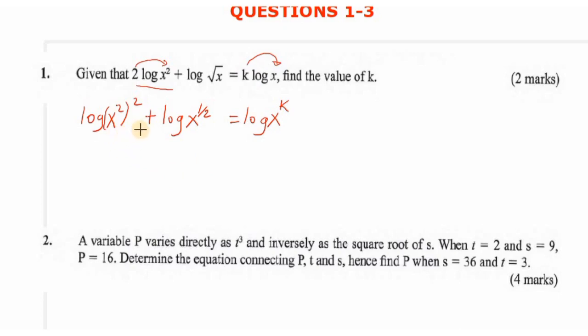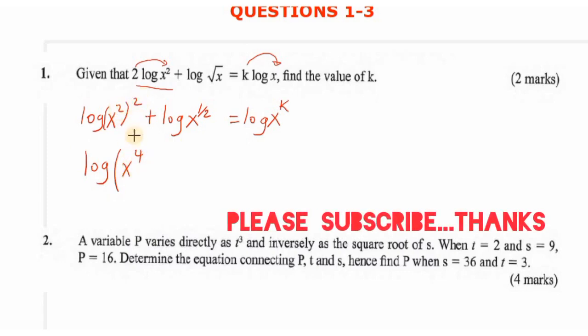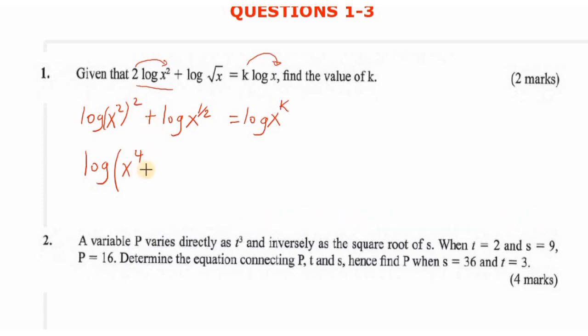So at this particular point, addition will imply multiplication. So we apply the laws of logarithm, so that at this point we have x power 4. Remember, the powers multiplied 2 by 2. And then addition means we multiply, so times x power half. And then on the right hand side we'll have logarithm of x power k. So what we're simply going to do here, we are going to drop the logarithms, and therefore we'll have x power 4 by x power half.